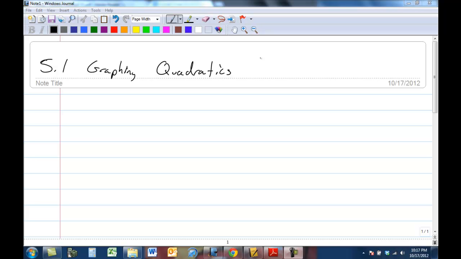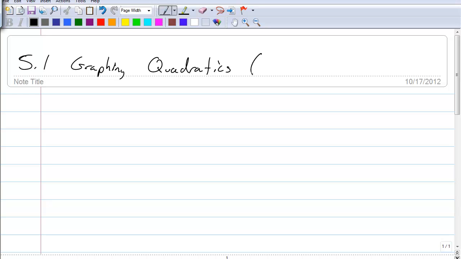5.1 is all about graphing quadratics. Now, in these notes, we're not actually going to graph any quadratics. We'll do that in class tomorrow, but when we talk about quadratics, what we're actually talking about here are parabolas. In other words, when we talked about x, that made lines. Quadratics or parabolas are going to be things from x squared.